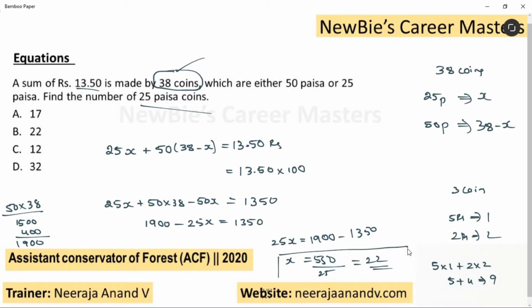See, we got the answer. X means number of 25 paisa coins. No, that is what the question here. So 22 25 paisa coins are there. Out of this 38 coins, 22 are 25 paisa coins and 16 are 50 paisa coins. Simple. I hope this is clear.